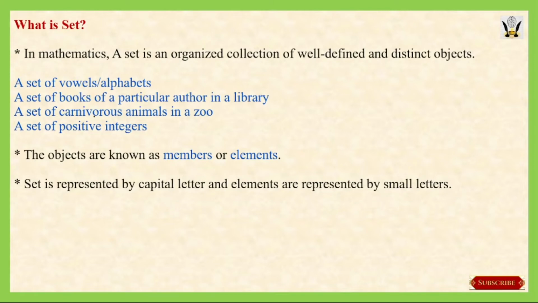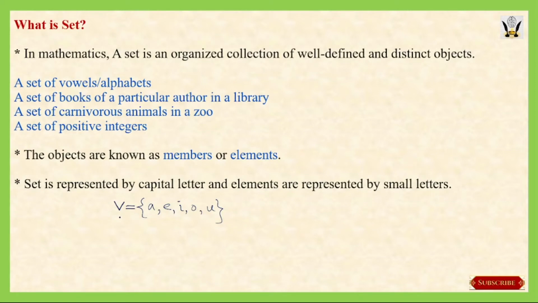So suppose we have a set of all the vowels, and we represent that set by capital letter V. Then it is represented this way: {a, e, i, o, u}. This is one type of representation of a set. We will learn the different types of representations after this, and there we will see that in one of the representations, all the elements of a set are embraced by curly braces, and the elements are separated by commas. And as I said, the elements are represented by small letters and the set is represented by a capital letter.